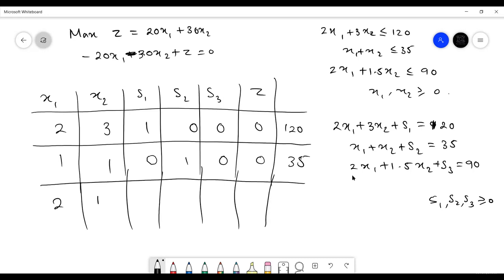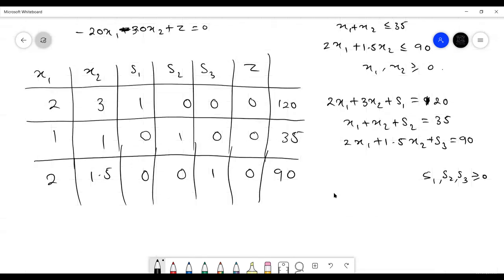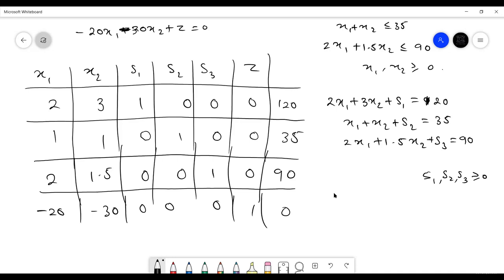it's 2, 1.5, 0, 0, 1, 0, and 90. So finally, from our Z maximizing equation, you can see this is minus 20, this is minus 30, here it is 0, 0, 0, and for Z it is 1, and here again, 0. So this is the chart.